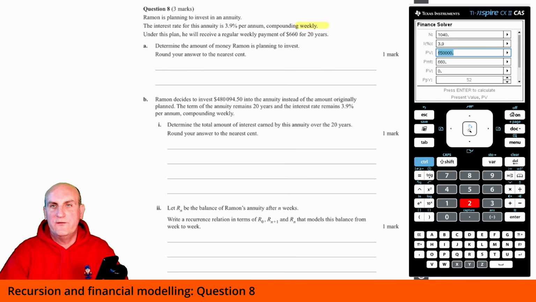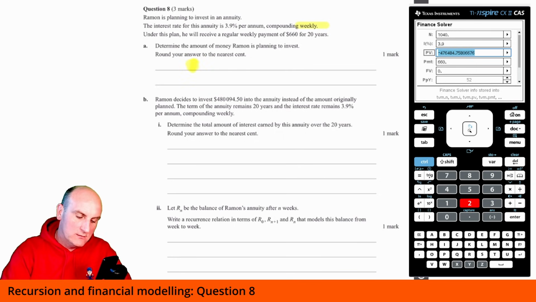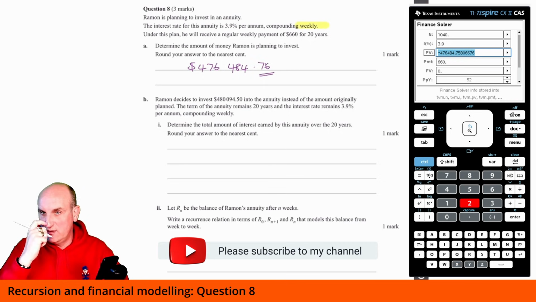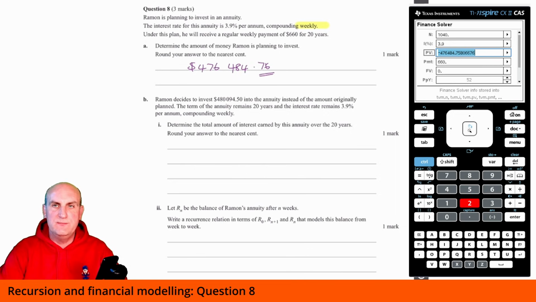And so if I go principal value and hit enter, he invested, and it's minus, remember, it's going to be dollars. Let's try that one again. Dollar 476,484.76, to the nearest cent is 76 cents. There we go, a random number to invest, but there we go. Just going to check that I've got that there. 1040 payments, 3.9, 660, final value of 0. And because he's compounding it weekly, it's 52 weeks in a year.